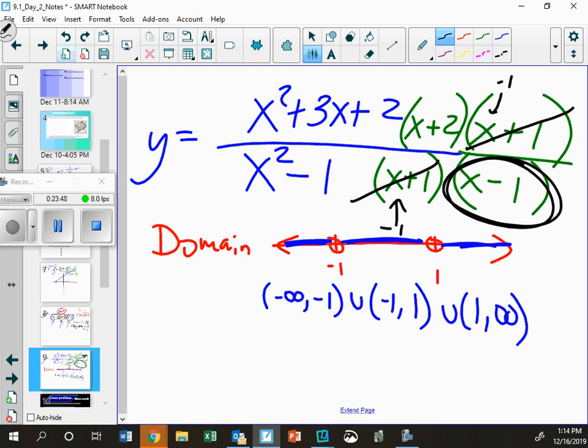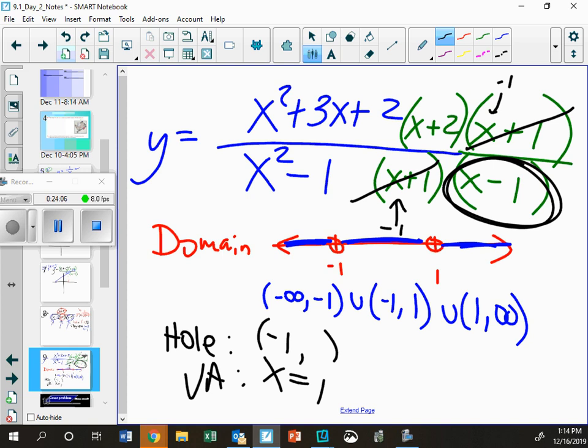So the next question would be, what was the hole and what was the vertical asymptote? Well, the vertical asymptote's the easier one. You just get to say x equals 1 is the vertical asymptote. But what about negative 1? It's a hole. So you say negative 1 comma, and I, in my opinion, think this is the hardest part of your next test. Is to take this and solve for the y of the hole.